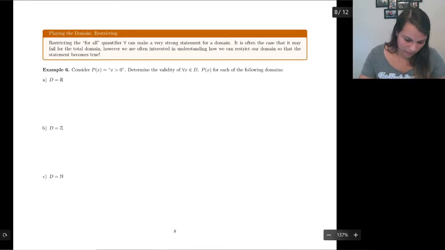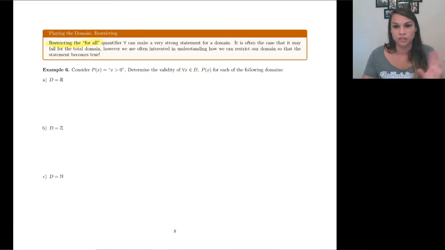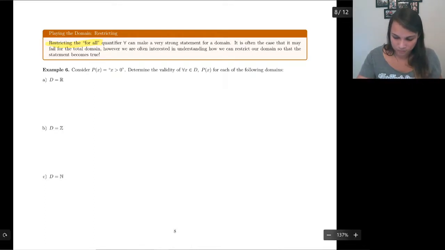Same principle in mathematics. If we restrict the for all quantifier, if we restrict its domain, it helps us decide when a statement becomes true. Just like, okay, so maybe it failed at first, but I'm still interested in all the times that it is true. Let's try and figure out when it's not true and when it is true, and then we'll probably be able to get something really cool out of that.